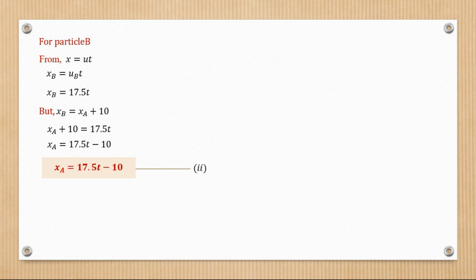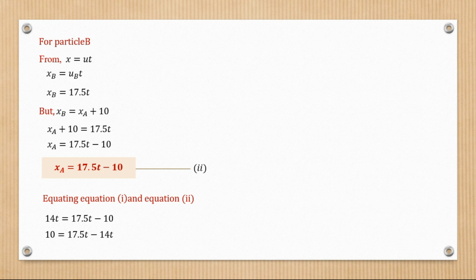So now we have two equations that actually have XA being the subject. So now we can equate equation 1 and equation 2. When you equate the equations, we have 14t being equal to 17.5t minus 10. So we're going to collect like terms. So 10 is going to be equal to 17.5t minus 14t, of which we have 10 being equal to 3.5t. So when we make t the subject, t shall be equal to 10 divided by 3.5, which is equal to 2.857 seconds. So now we have the value of t, or the time of flight of the two different particles.